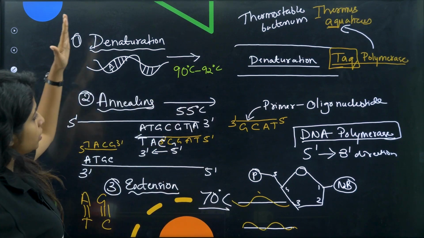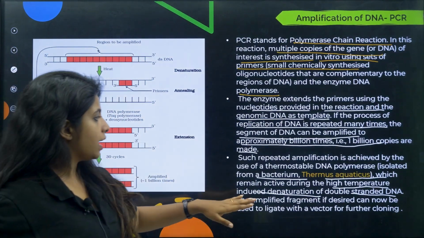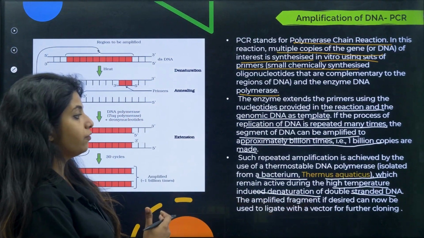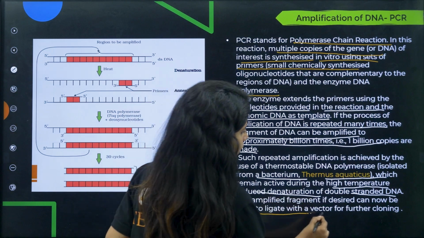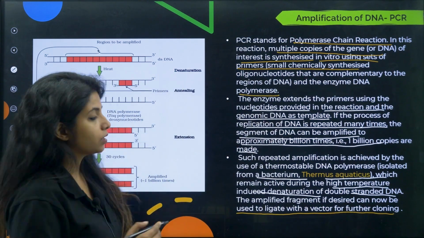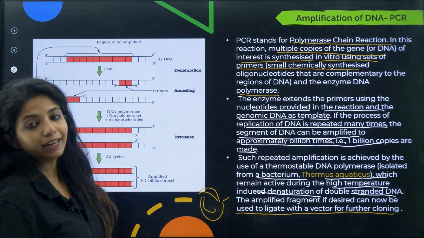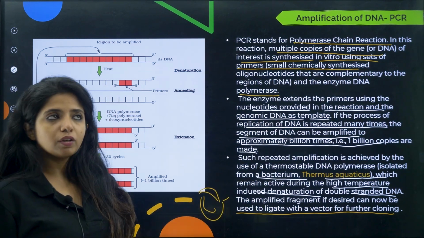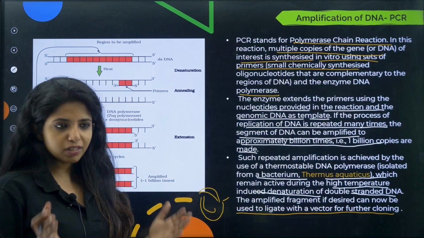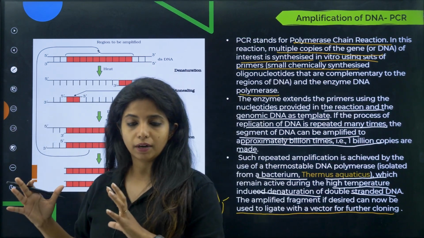So this is about your PCR, my dear children. You get so many copies, and the amplified fragment, if desired, can now be used to ligate with a vector for further cloning. The next step will be cloning with a vector. You have a vector, you put it over there and you join it with the help of DNA ligase. That is the next step, which we are going to study in the next class. First we will study restriction endonucleases, and then we will go on with the cloning part.